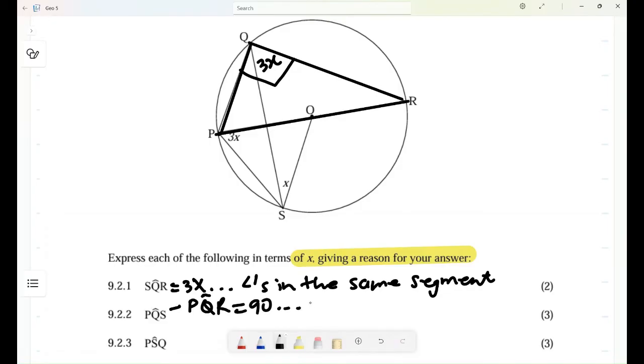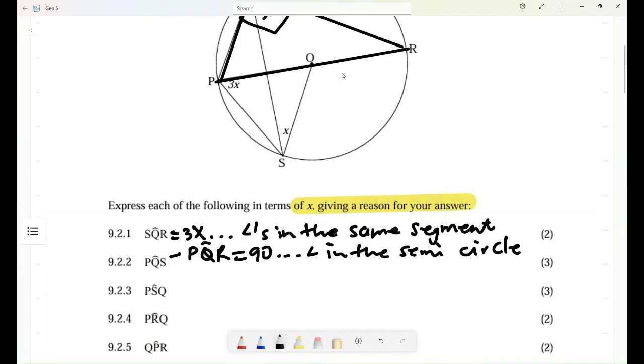Why am I saying that? Angle in the semicircle. This is very important. You cannot just state that it is equal to 90 without giving a reason and showing us.